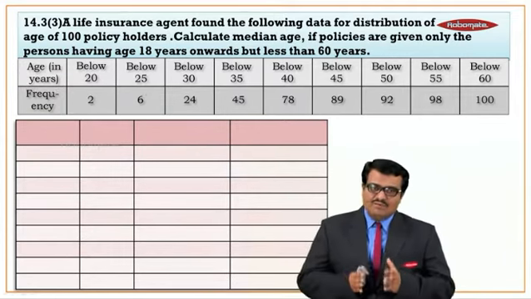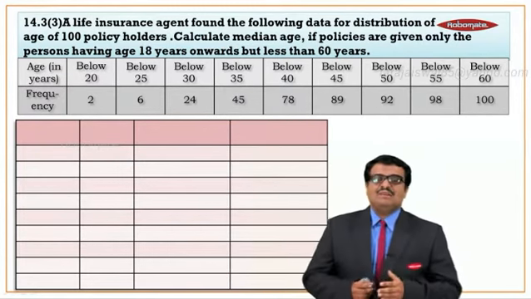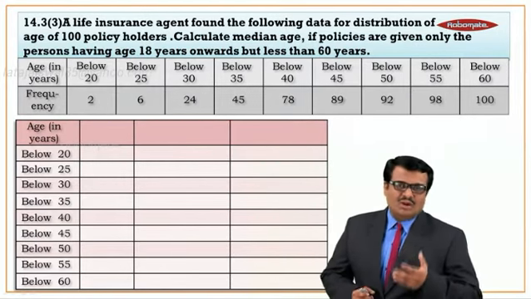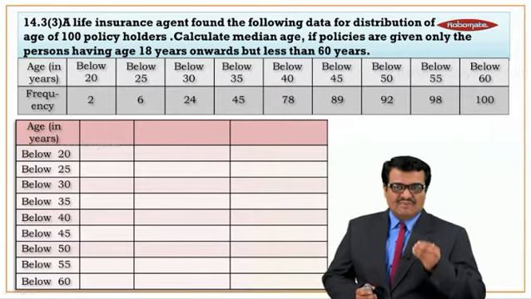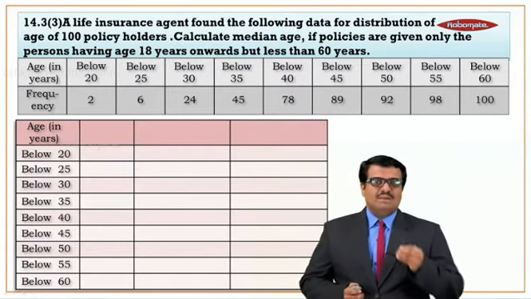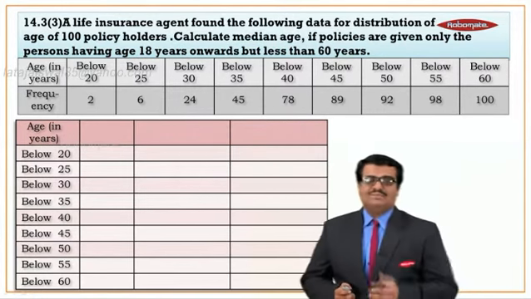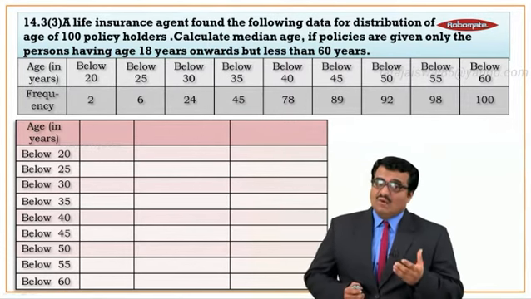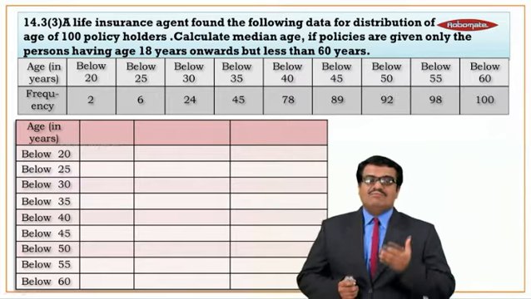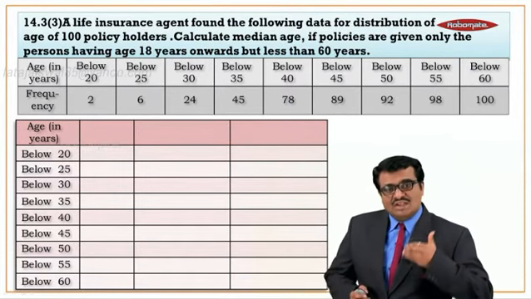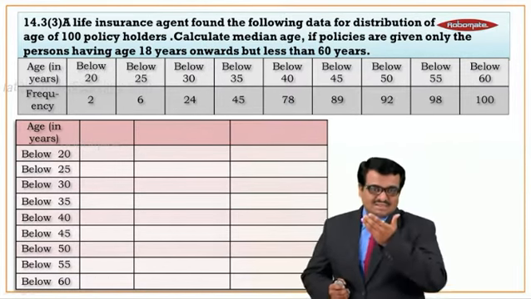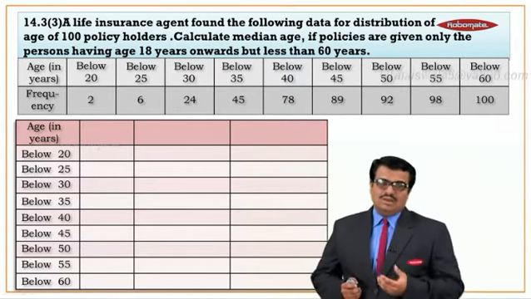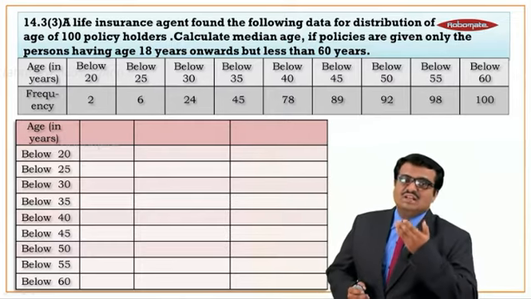Okay, for median we require some columns to be ready. The first column, we will just write what they have given us: the age in years, below 20, below 25, below 30, and so on. Just copied that. But for median we require continuous classes, and we require frequency. But instead of giving you continuous classes directly, they have given us this: below 20, below 25, below 30, and so on. Now from this we have to get the continuous classes.